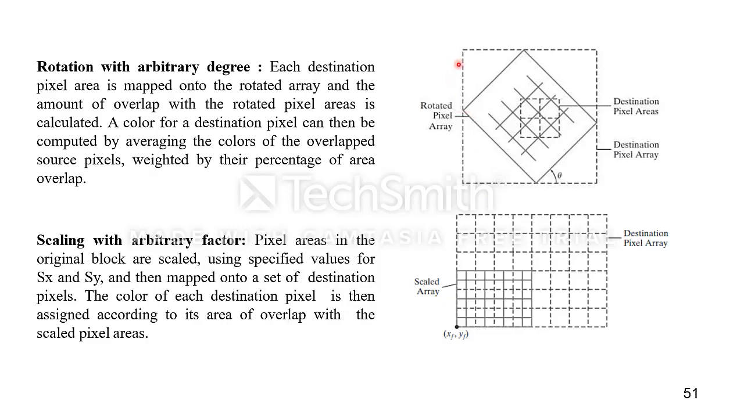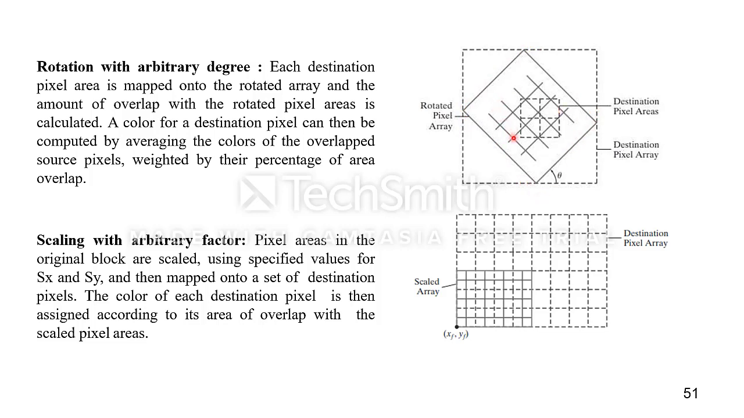If we see this, it is rotation by an arbitrary degree. Here is the destination pixel array, and this is the destination pixel area, and this is the rotated pixel array. When we consider the destination pixel area, it is mapped onto this rotated pixel array.